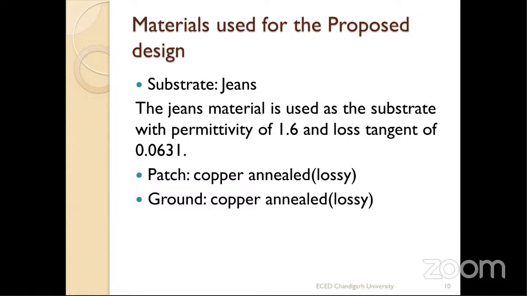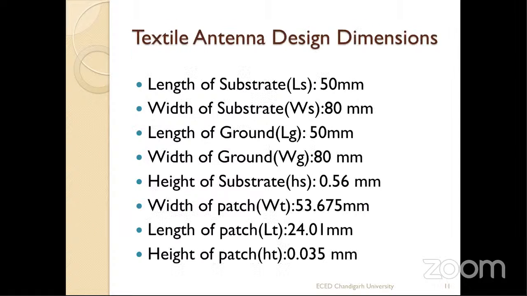The material used for this proposed antenna design is jeans as the substrate material. The jeans substrate has a permittivity of 1.6 and a loss tangent of 0.00631. These values are used for calculating the dimensions of the antenna. The patch and the ground use copper tape. After using those equations for the design considerations, these are the values that came out. Antenna designing is done on 50 by 80 by 1.12 and 50 by 80 by 0.56 millimeter cube dimensions. The width of the patch is taken as 53.675 mm.